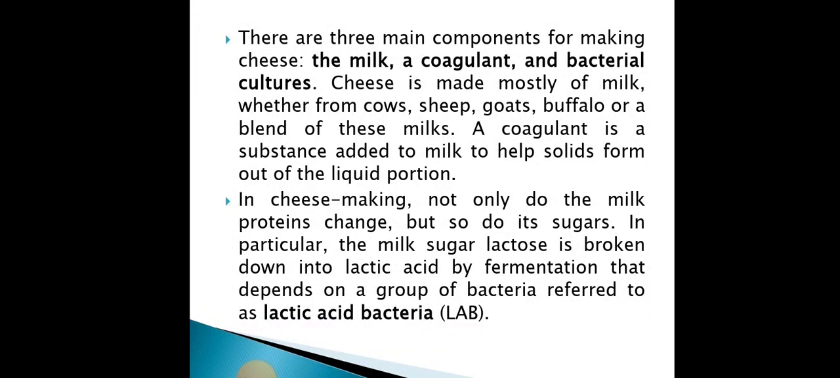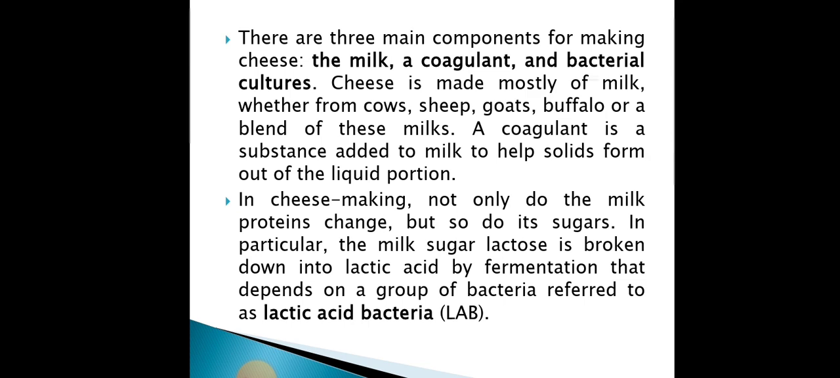Now, during the cheese making procedure, the milk, coagulant and bacterial cultures are utilized. For the milk sample, we can use any type of milk: cow milk, sheep milk, goat milk, buffalo milk, or a blend of these milks. And the coagulant is a substance added to the milk to help the solids form out of the liquid portion, that is the rennet enzyme.